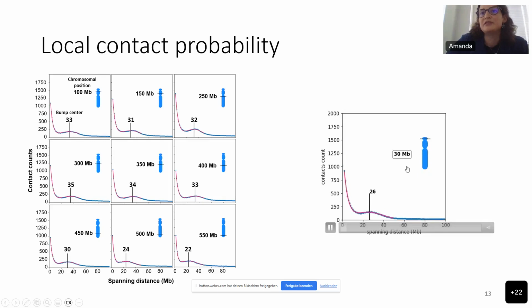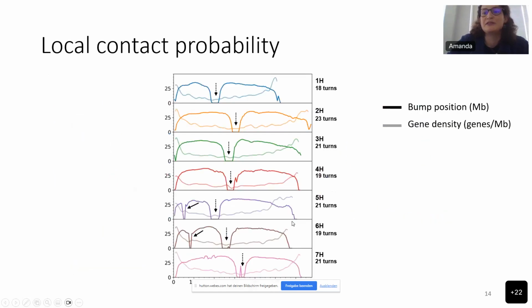And it's interesting to see that around telomeres and around the NOR and centromeres there is no signal for helical organization, which could be a sign of a different organization for these regions.